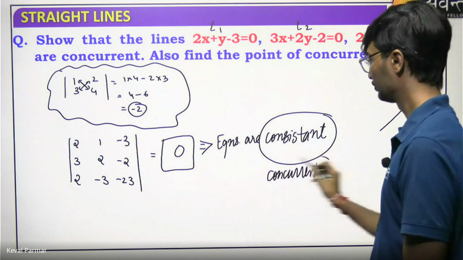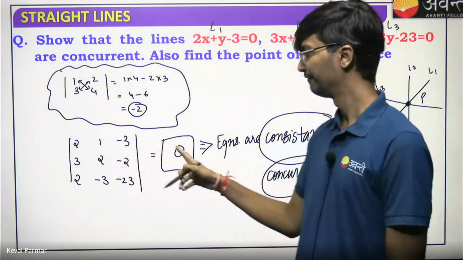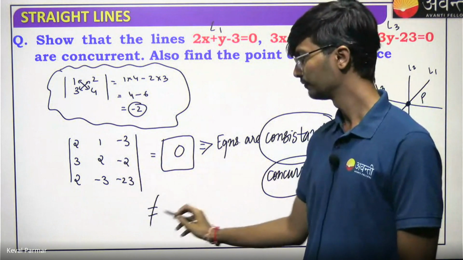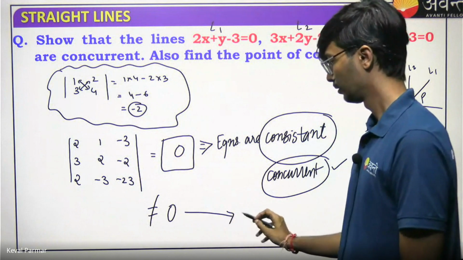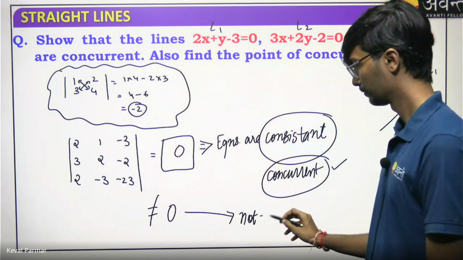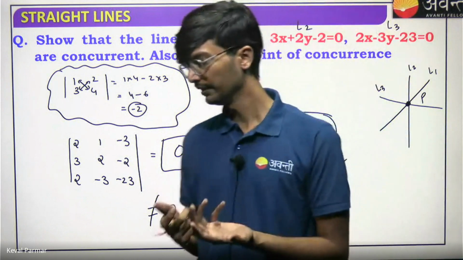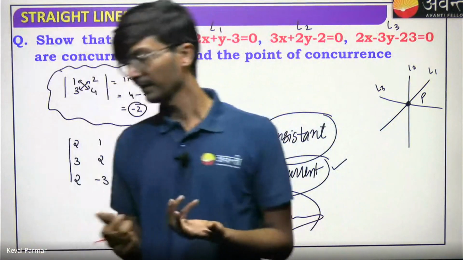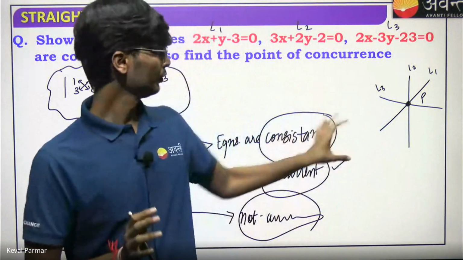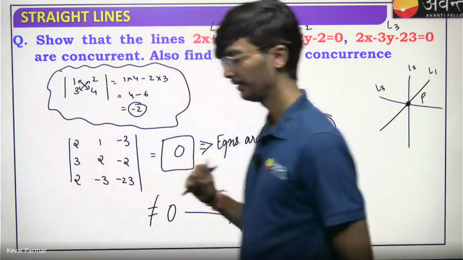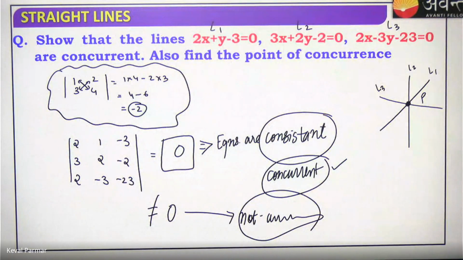So we just have to check the value of the determinant. If it comes 0, then concurrent. If it does not come 0, then not concurrent. Simple. So no need to use such theory. Okay, guys, we just have to find the value of the determinant. I hope it is clear. We'll discuss it more once we start the chapter on determinants.